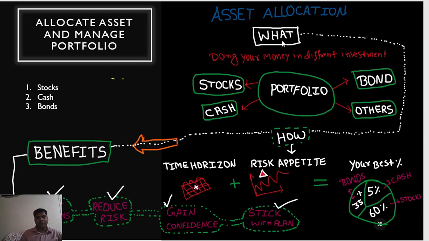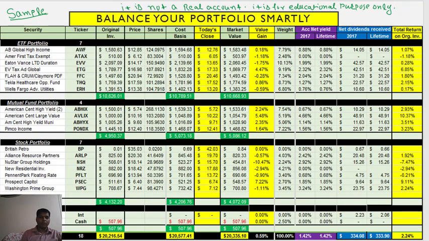So what is asset allocation? Dividing your money into different investments like stock, cash, bonds and others. According to your time horizon, investing for 1 year, 2 years, 5 or 20 years, and your risk appetite, how much risk you can take, the benefits you will get: boost your returns, reduce your risk, gain confidence, stick with your plans and enjoy your investment, and regularly watch your portfolio.